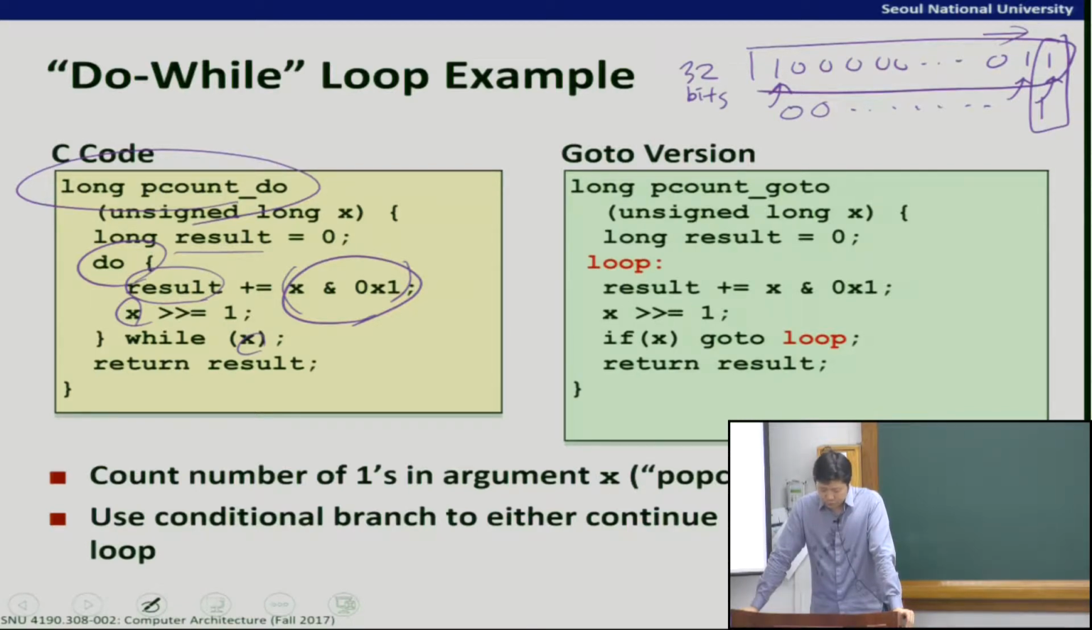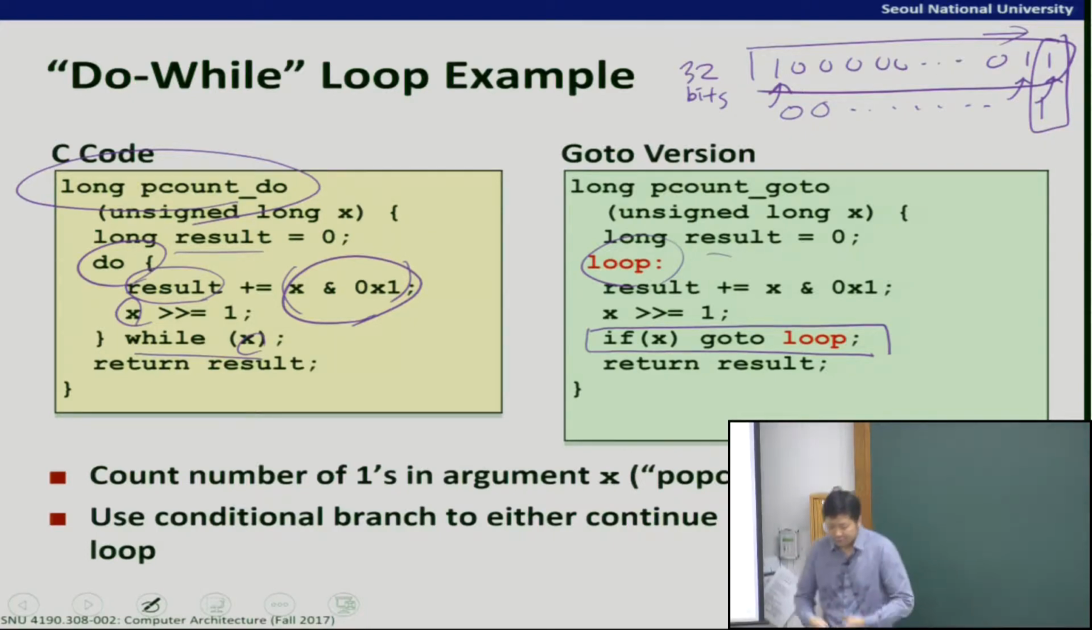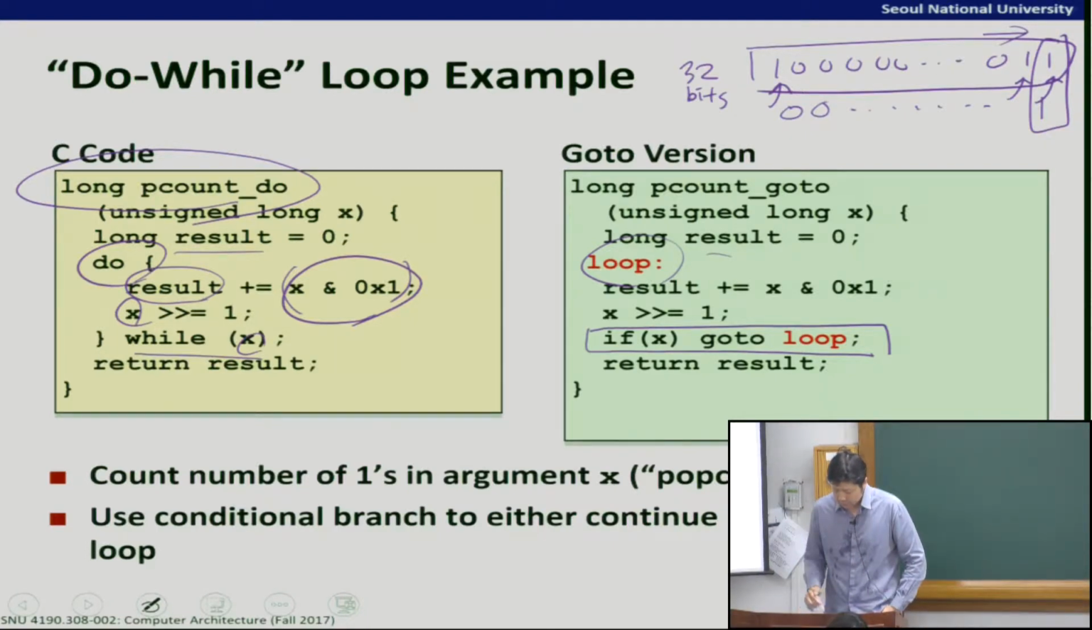So here is the goto version. Let's transform this C code using goto, which can be more easily translated into assembly. This part is the same. Result is initialized to be 0, and we have a loop label here, and we do the same thing. Result is the same, shift is the same, and this part is different. Instead of using a while statement, we can unfold this while statement using an if. So if the value of x is non-zero, then we go back to the loop. Otherwise, we simply fall through to the next instruction, right? So this is the goto version.